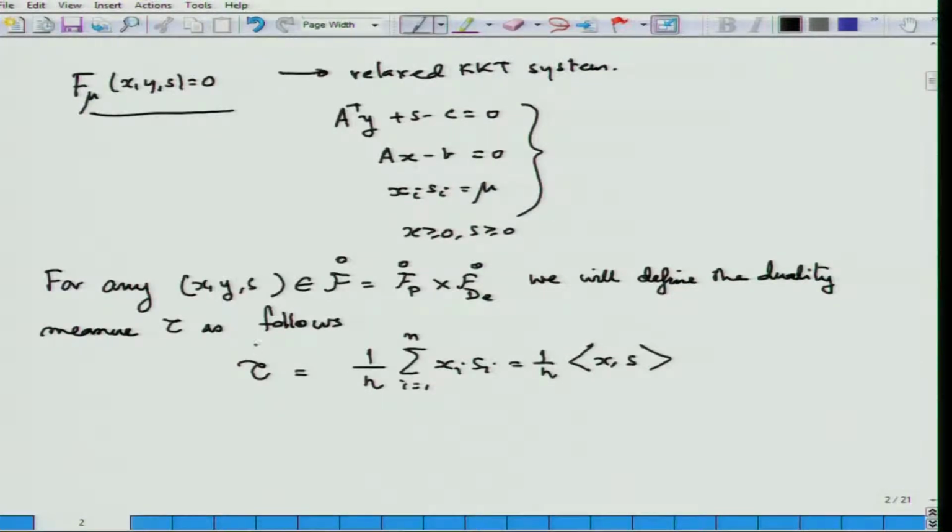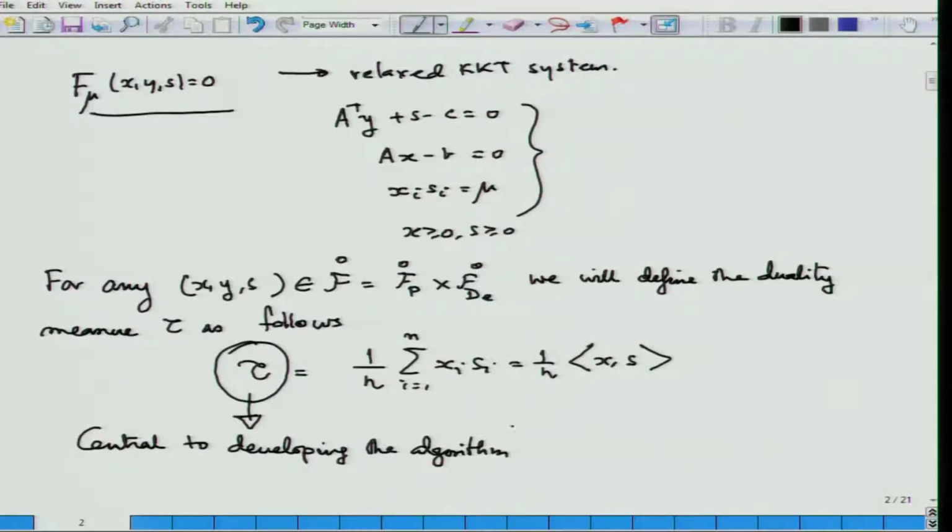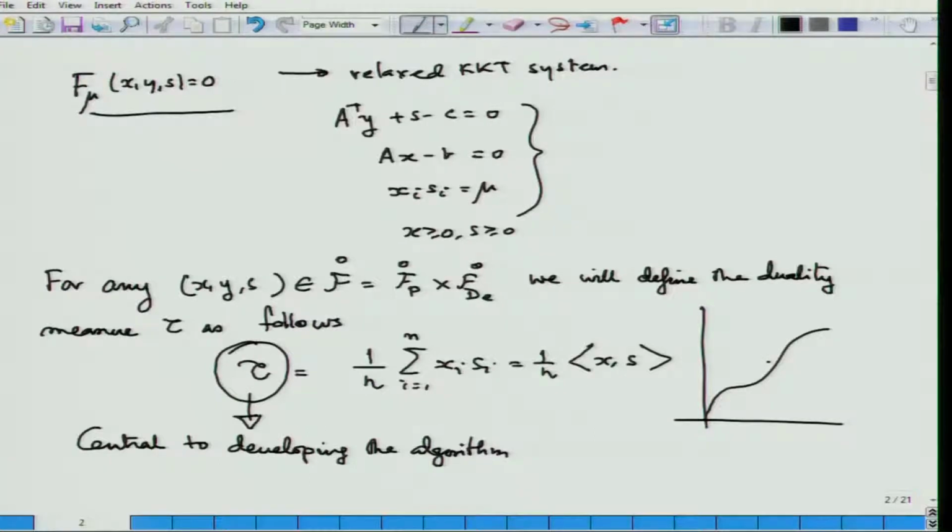Now, this tau is central to developing the algorithms, because the approximate solutions of these equations will not give me xi si equal to mu. So, they will not be exactly on the central path. If this was my central path, what I will get is something here nearby. So, I want to take those x and s and try to see. Let me look at the whole thing in the XS space, which is much simpler.